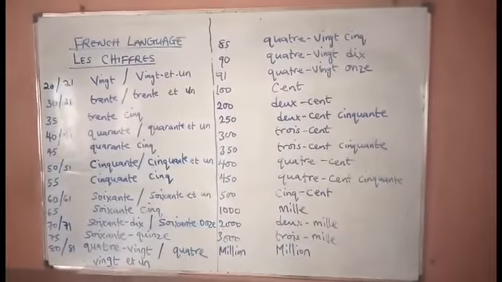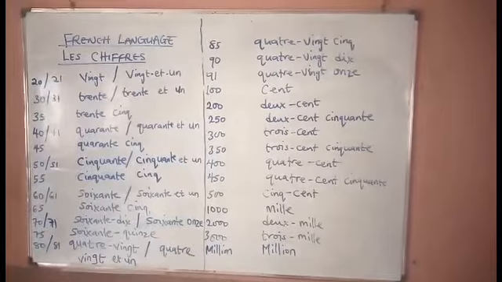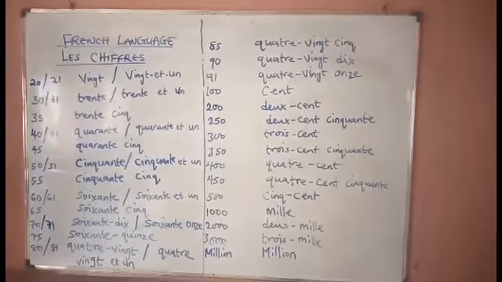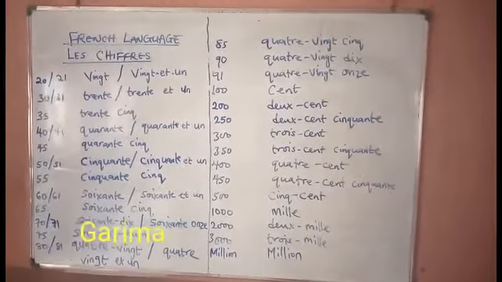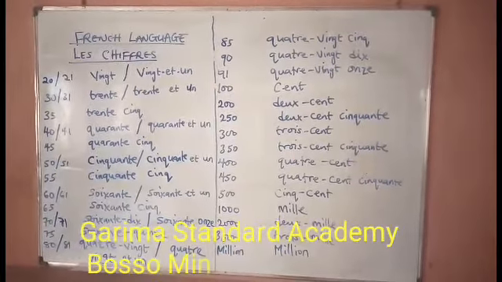And today we are going to be continuing with counting. In the previous class we learned number 1 to 20. And today we are going to continue from 20 to a million.